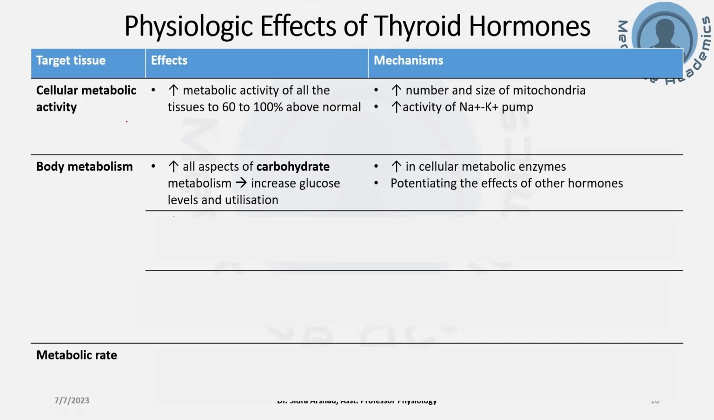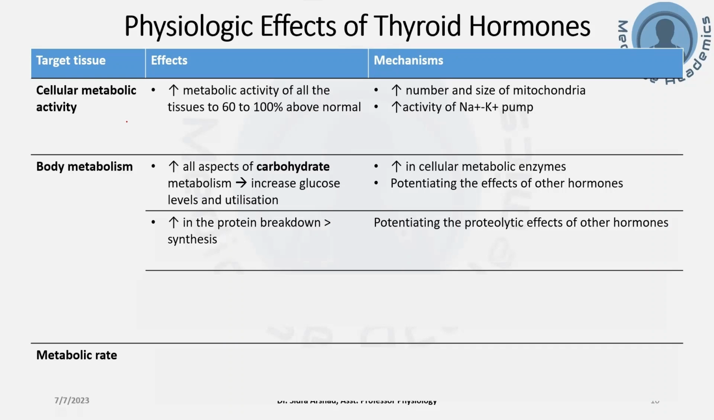So more and more enzymes are made available for the carbohydrate metabolism. The enzymes which are involved in glycolysis, for example, their synthesis is increased. They also potentiate the effects of other hormones, the hormones which are involved in bringing about the metabolic effects. Their actions are potentiated in the presence of thyroid hormones. For example, the thyroid hormones increase the release of insulin. Insulin in turn increases the glucose uptake by certain cells.